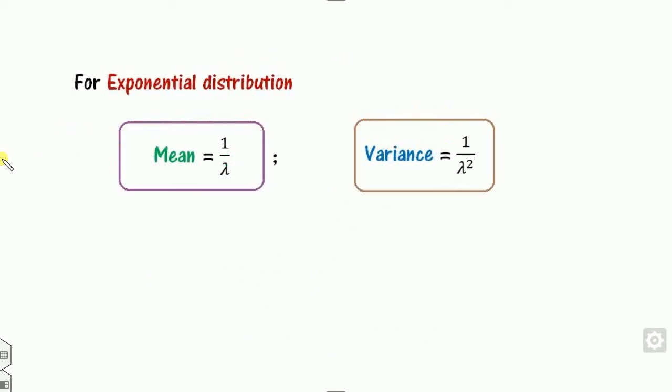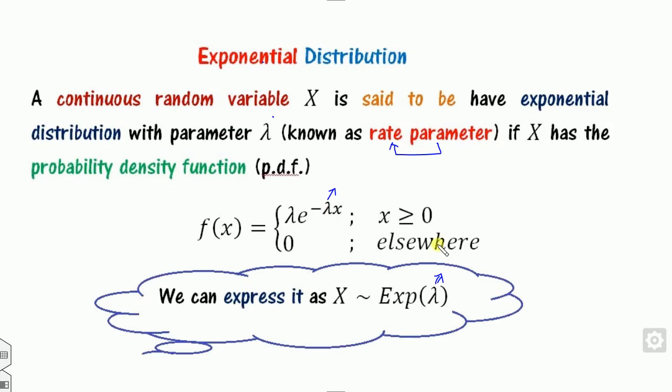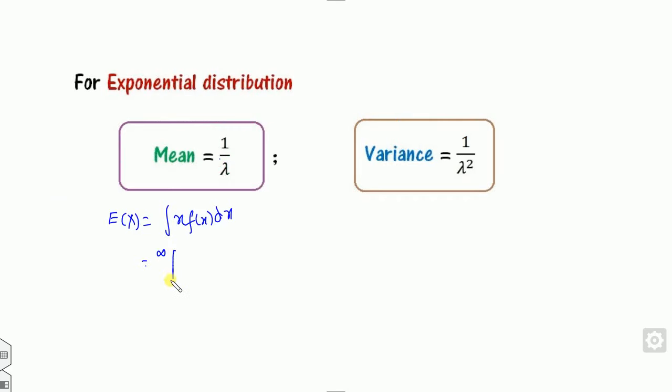Now if you calculate the mean and the variance of this exponential distribution, you will find this. I think all of you know how to calculate the mean by using this rule. If you substitute the value of f(x) from here, the limit starts from 0 to infinity. So you can start from here, this. Okay, so after solving this, you will get this value.